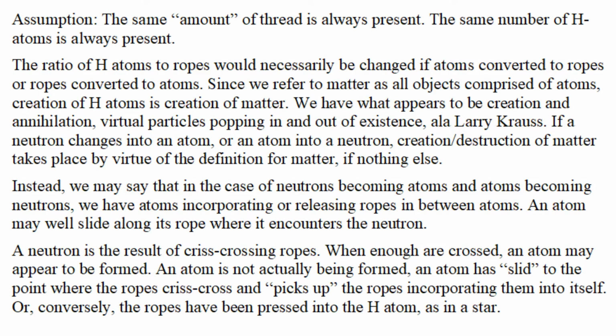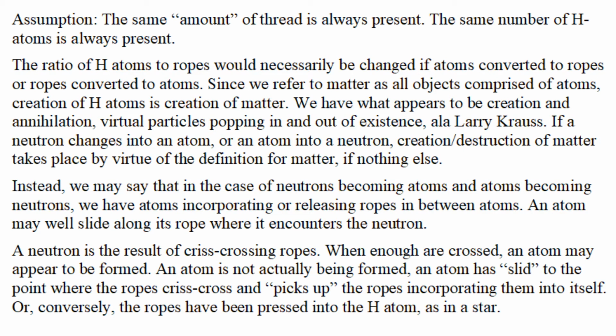Third paragraph, instead we may say that in the case of neutrons becoming atoms and atoms becoming neutrons, we have atoms incorporating or releasing ropes in between atoms. An atom may well slide along its rope where it encounters a neutron. Okay? So he's saying, how does a neutron get incorporated into an atom? Well, the atom slides and kind of bumps into the neutron. The neutron is suddenly incorporated into that.